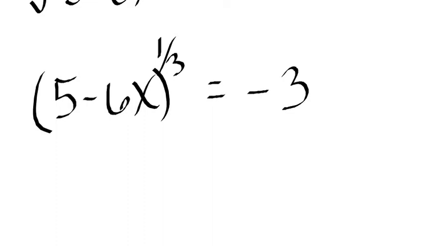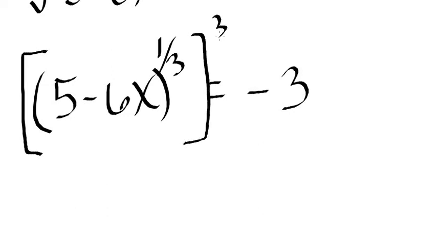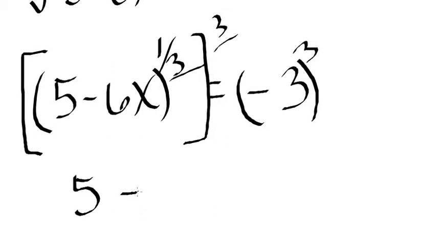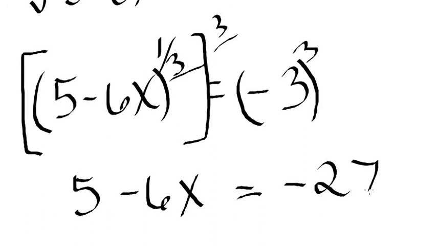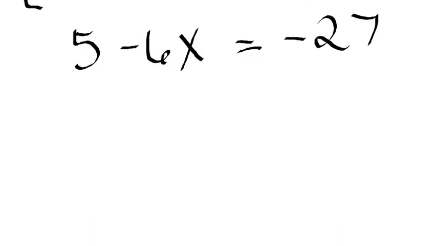So what we're going to want to do is raise both sides to the third power. Now, you have to keep in mind this whole thing right here is raised to the third power. If you just raise 3 to the third power, you're going to get the wrong answer. Multiply exponents, that was the whole idea. So you have 5 minus 6x, a third times 3 is just 1, so there you go. You have negative 3 times negative 3 times negative 3, which is negative 27. Now we have a linear equation.